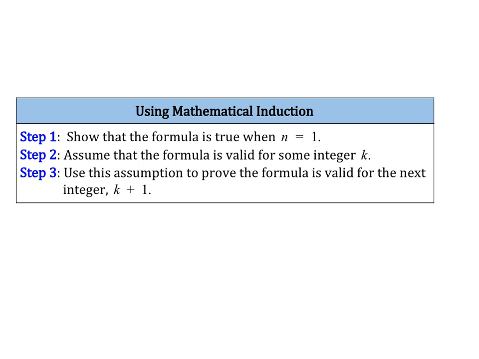Then step 3, after we've made that assumption, is to show that it's also true for the next integer, which we'll call k plus 1. So then we'll go through the process of showing that k plus 1 also works, and we will be using that assumption that we made in step 2.